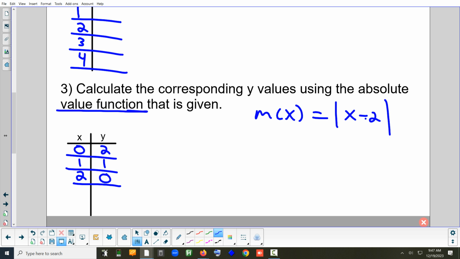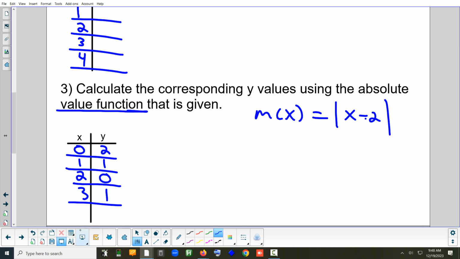Now watch what happens here. Next we fill in 3. What's 3 minus 2? It's 1. And what's the absolute value of 1? Just 1. Okay. And the last number we fill in? 4. What's 4 minus 2? 2. And what's the absolute value of 2? 2.